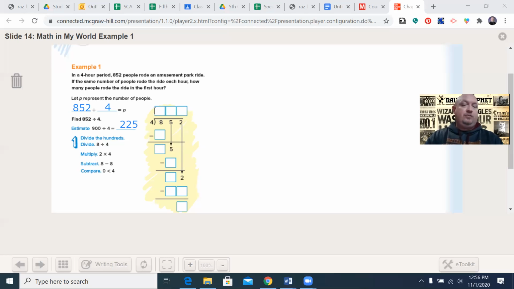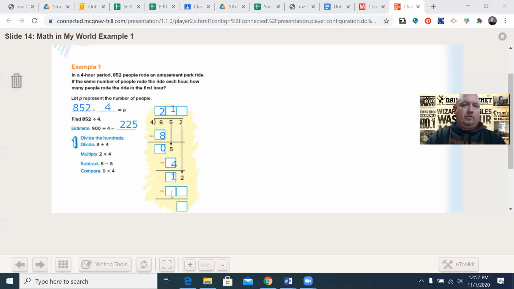Step 1, divide the hundreds. Ones, tens, hundreds. How many times does 4 go in 8? Hopefully you said 2. 2 times 4 is 8. So now I subtract. 8 minus 8 is 0. Because 0 is less than 4, I'm going to bring it down. And I have 5 tens. How many times does 4 go into 5? Basic. 1 times 4 is 4. 5 minus 4 is 1. 1 is less than 4.